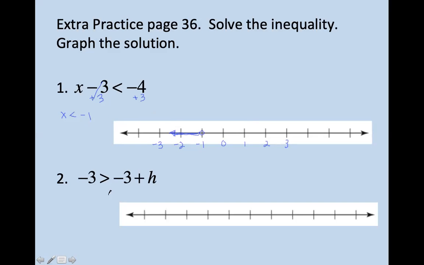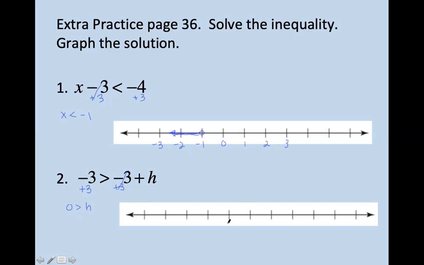Question number 2. This time my variable's on the right, so I'm going to leave it on the right. I'm going to isolate it by first adding 3 to both sides. So on the left, -3 plus 3 is 0 is greater than these 3 cancel, and I have H. So this says 0 is bigger than H, or 0 is bigger than any number I'm looking for. All right, so that's the biggest thing it's going to be.